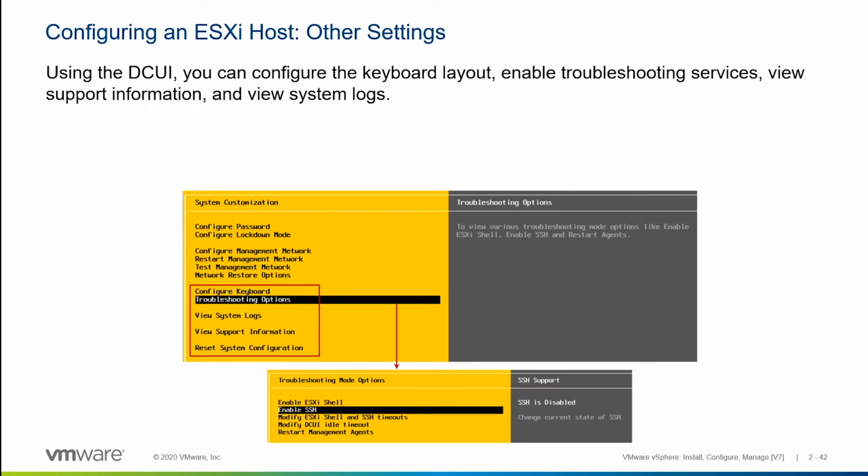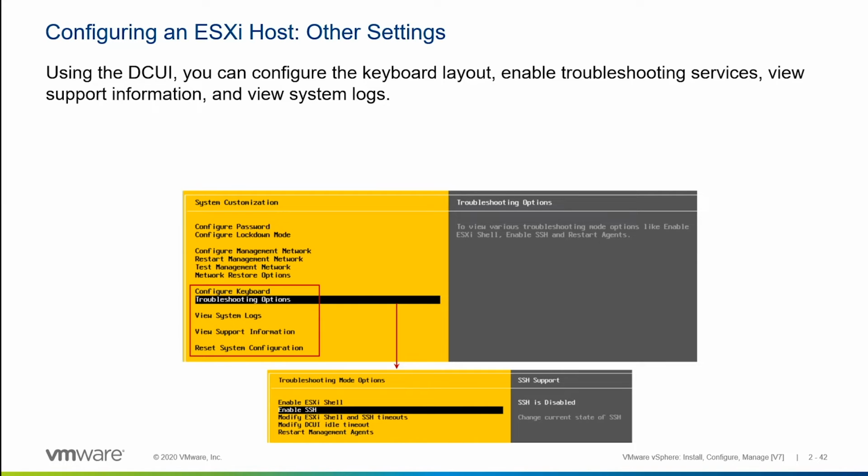Later on down, we see troubleshooting options, and we see how we can do things like configure the keyboard. Configuring the keyboard says what language, right, are we going to configure ESXi into. Okay. Troubleshooting options allow us to enable and disable the shell for ESXi, as well as SSH, and set things like the timeout value for how long we want to leave the shell and SSH available.